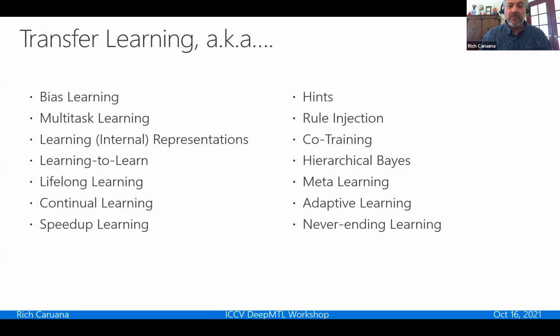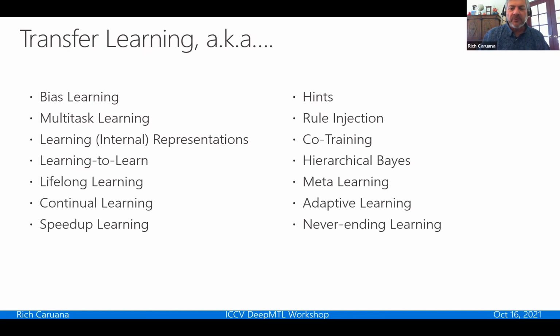Now, transfer learning has gone by many different names over the years. It used to be called bias learning. Of course, there's multitask learning. There's representation learning or learning internal representations. There's learning to learn, lifelong learning, continual learning, speed up learning, hints and rule injection, co-training. Hierarchical Bayes is how many people in the statistics community would like to refer to this. Meta learning, adaptive learning, never-ending learning, and I'm sure I've left off a dozen or so of these possible names. So it's really a complex collection of many different ideas, and each of these has its own name.